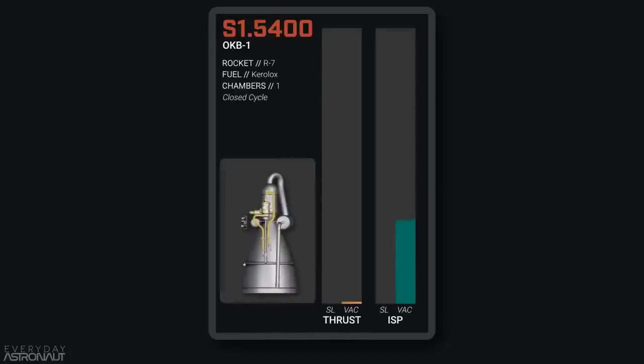Let's start off with the oxidizer rich closed cycle, since it was the first closed cycle engine developed, as those of you who watched my complete guide to Soviet rocket engine history would know. Soviet engineers were able to overcome the challenges of oxidizer rich staged combustion in the late 1950s already with the S1.5400. The Soviets chose to go with the oxygen rich staged combustion cycle because when running on kerosene based RG1 or RP1, you'd run into the coking and sooting issues.